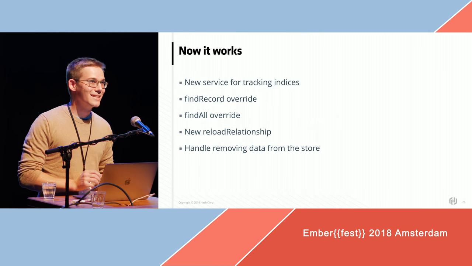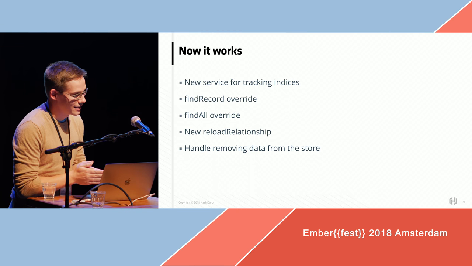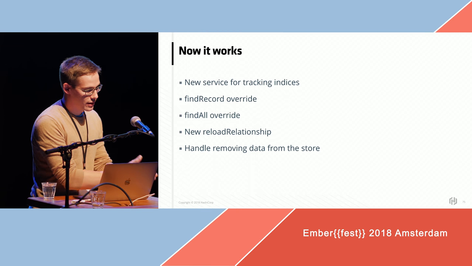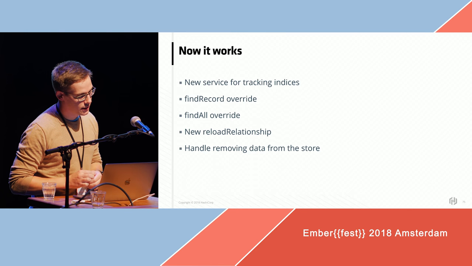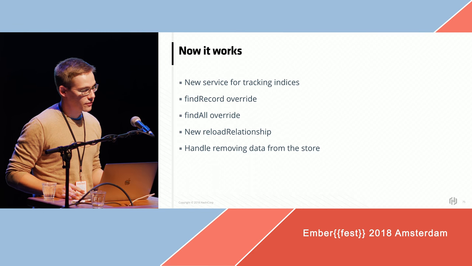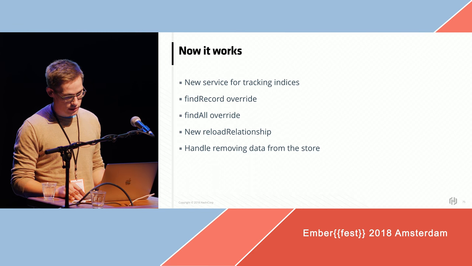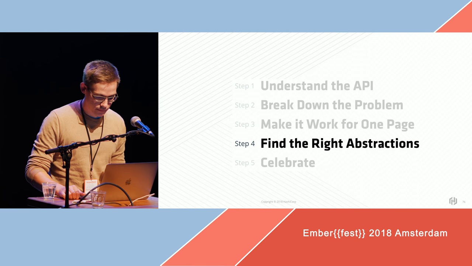So, at this point, everything works. We have a new service for tracking these indices. We've overridden find record and overridden find all to optionally take this property to watch requests. And we have a new reload relationship method to do this new behavior for Ember data. And we're handling removing data from the store. So we can move on to finding the right abstractions.